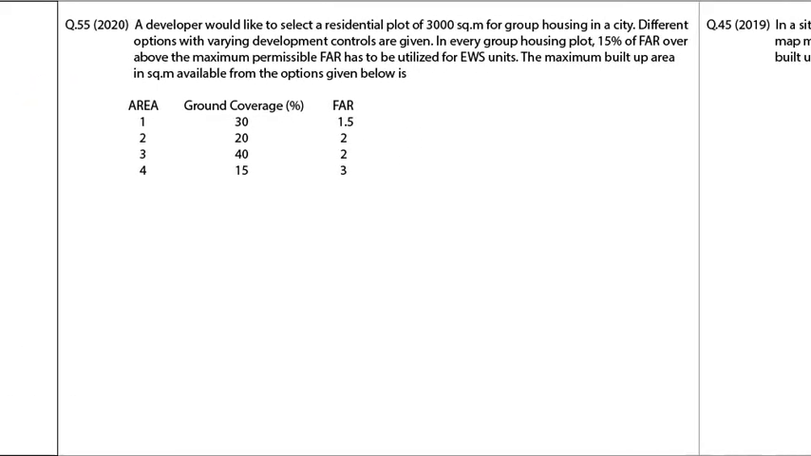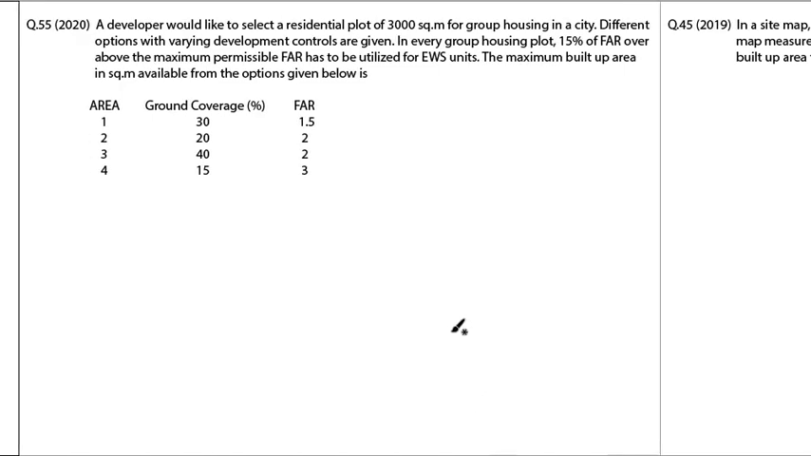Let's carry on with problems. Starting with 2020, there was a question for 2 marks. A developer would like to select a residential plot of 3000 meter square for group housing in a city. Different options with varying development controls are given. In every group housing plot, 15% of the FAR over and above the maximum permissible FAR has to be utilized for EWS. Find the maximum built up area in square meter available for the options given below.